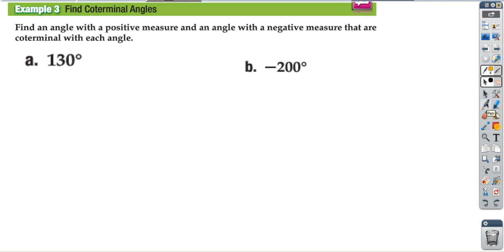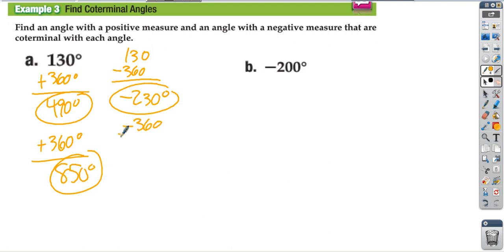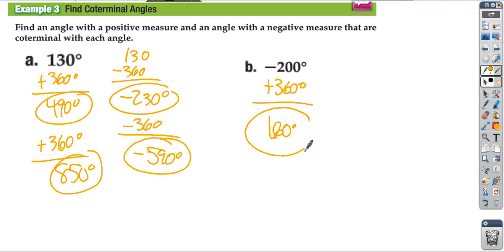This one says find an angle with a positive and a negative measure that are coterminal. So let's add 360 to find the positive one, and subtract 360 to find a negative one. Remember, these are not the only ones we could have got, but these are two answers. We could obviously keep going. We could add 360 again, and here's another one that's coterminal. Or we could subtract 360 again, and here's another one. Any of those will work. This one right here too, let's add 360. So 160 degrees is a positive coterminal angle with this one. And if we subtract 360, we'll get negative 560. That's a negative coterminal angle with negative 200.